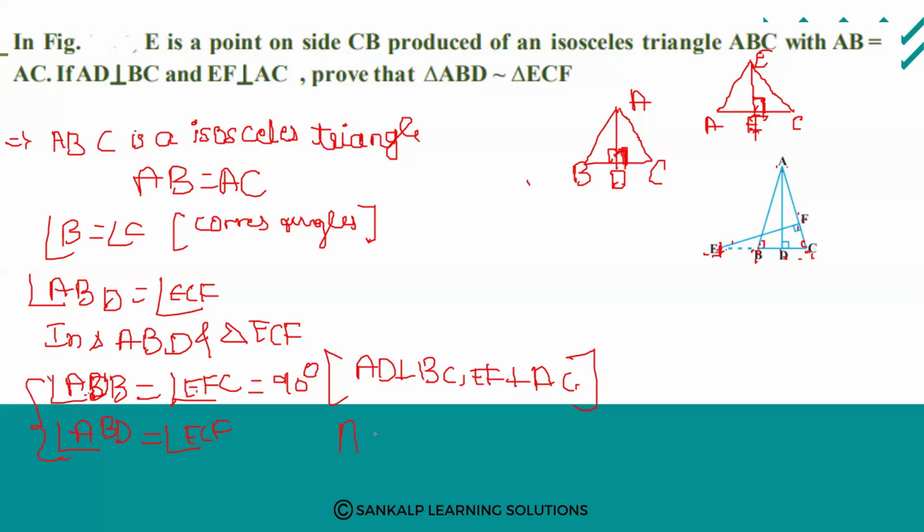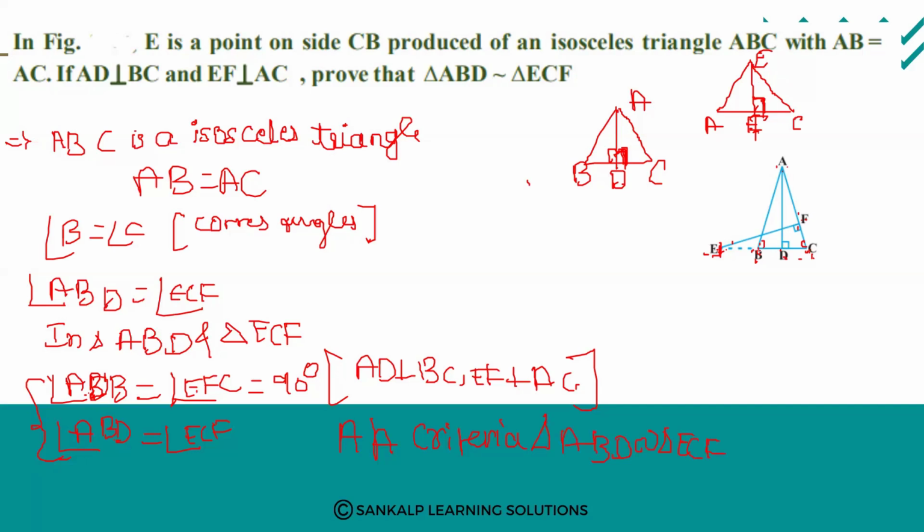By using AA criteria, we can say that triangle ABD is similar to triangle ECF. Right? So what did we do here? We have been given a triangle. What have they asked us to prove? ABD is similar to ECF. So let's take in triangle ABD and ECF.